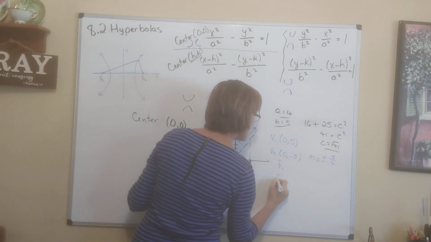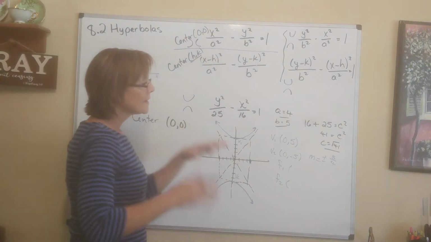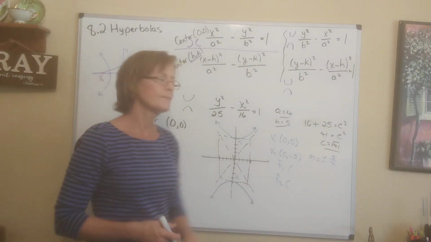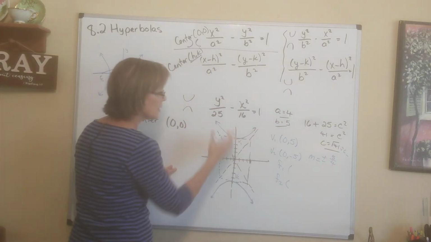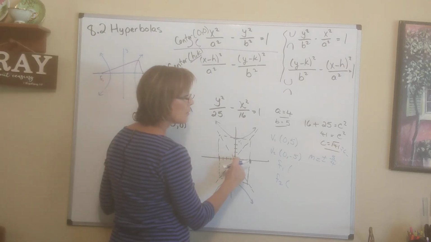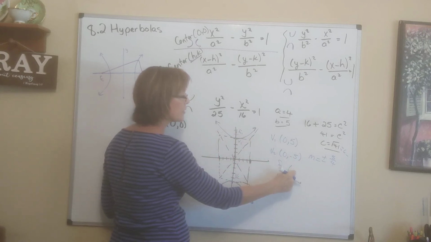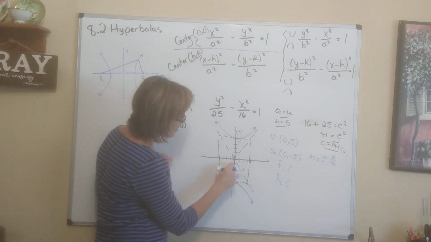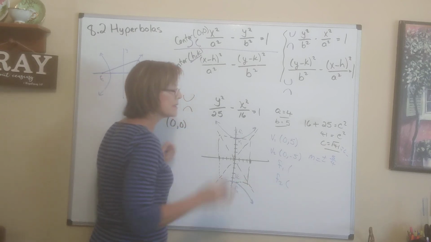What are my foci? I know c is the square root of 41, so that is between 6 and 7, like 6 point something. I'm going to just put it on here. From the center, go up 6 point something: 1, 2, 3, 4, 5, 6, 7. I'm going to put F1 here. This is ballpark, but I will label it very accurately. Go down 6 point something, and that's F2. So let's label it accurately.